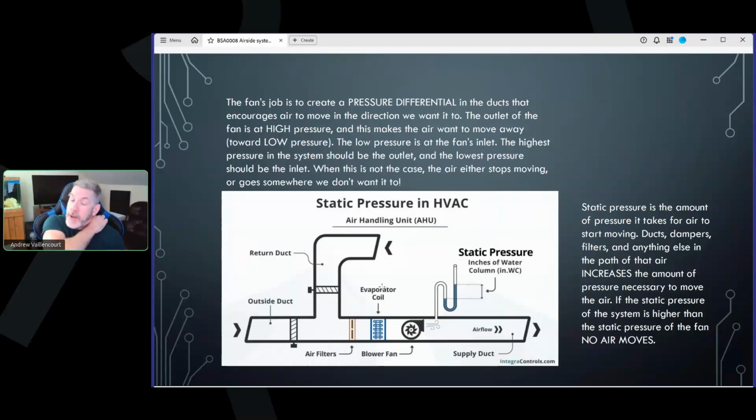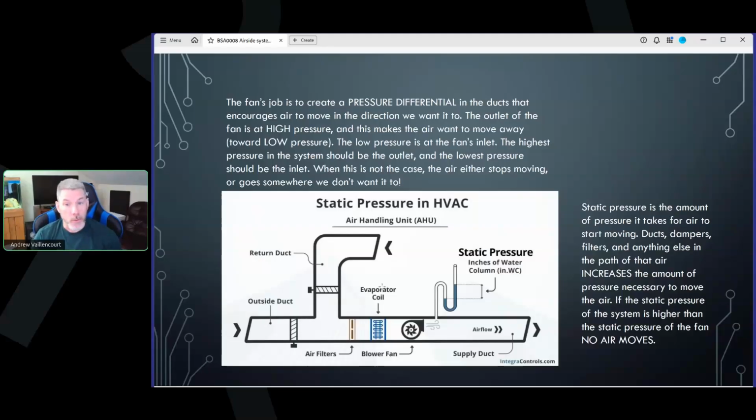So let's talk about static pressure. Static pressure is the amount of pressure it takes for air to start moving. Static means to hold still, right? So that is the number at which the air stops holding still and starts to move. Ducts, dampers, filters, anything in the path of the air will increase the static pressure of the system. That number that you need to overcome to get the air to move. Every time the duct turns 90 degrees, every time you put in a filter, every time you put something in that ductwork, you're increasing the static pressure.